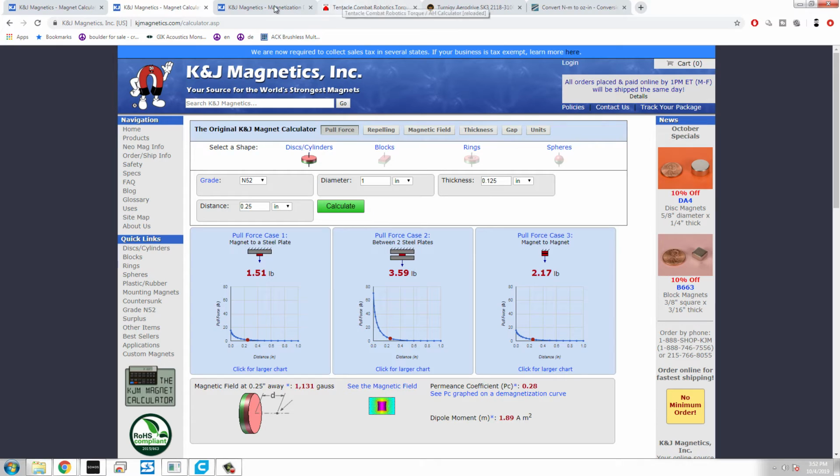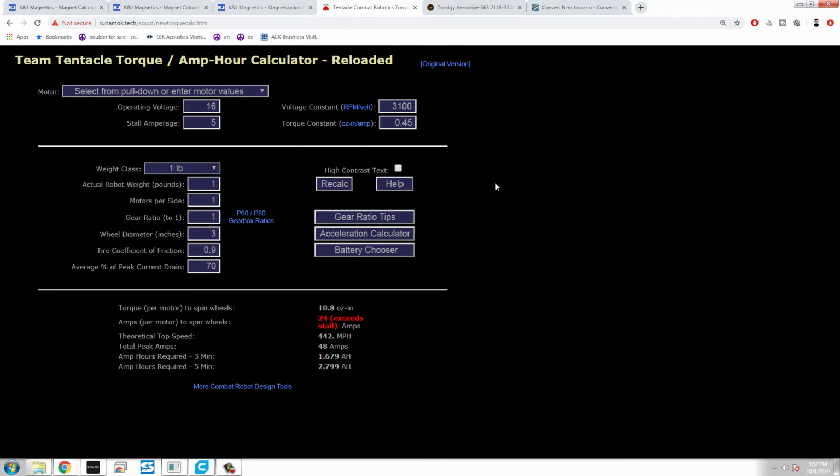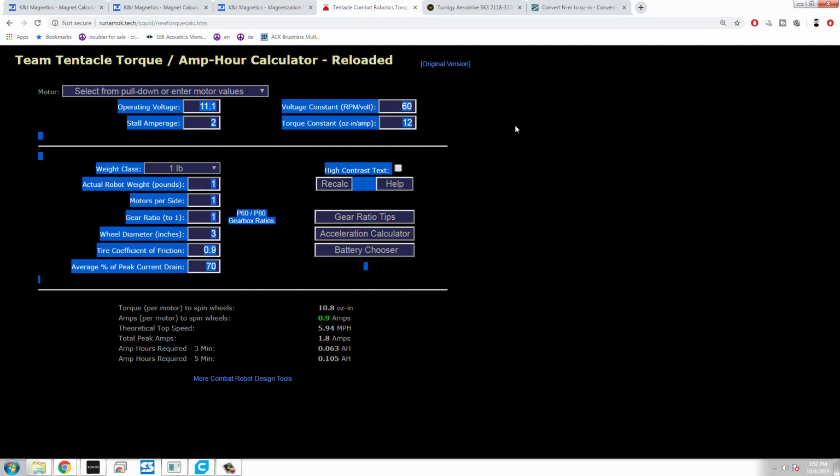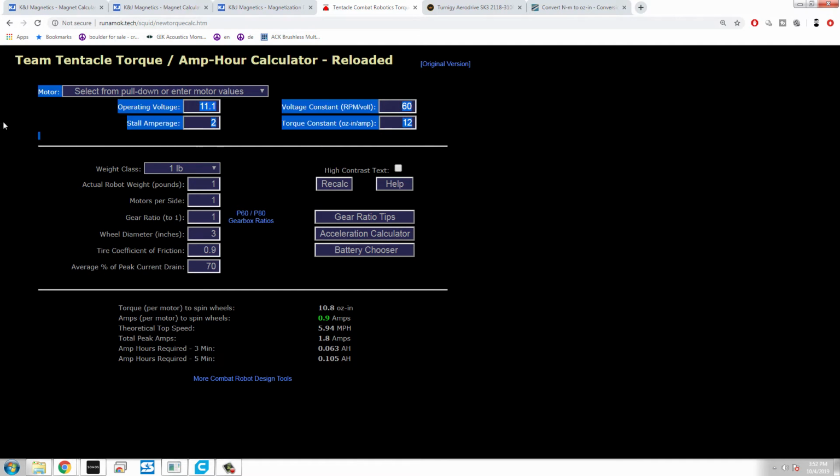Okie dokie, let's move over to the drivetrain calculation. I'm going to go ahead and reset this. This is the Team Tentacle Torque and Amp Hour Calculator Reloaded. This link, as with all the other links in the video, is down below in the description, so be sure to check that out. This is a good way to calculate how much power we're going to need and all the other fun stuff that we're going to be talking about. So the first thing we need to do is fill in all these values up top.